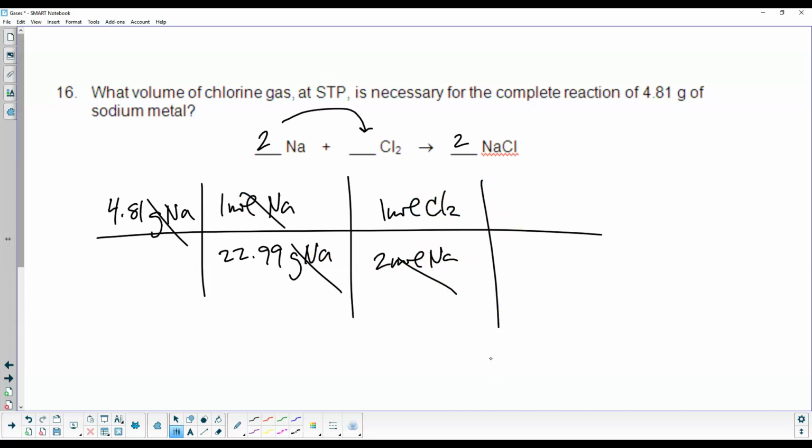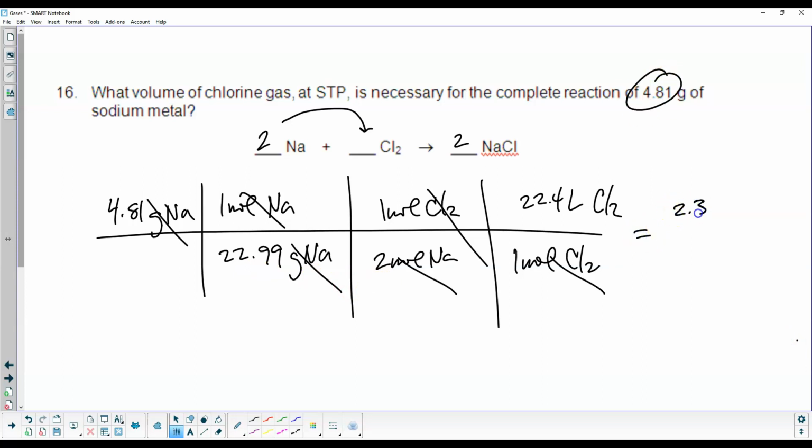I want to know volume at STP. Well, 1 mole of chlorine at STP has a volume of 22.4 liters. Moles cancel. I'm ready to solve. 4.81 times 22.4 divided by 22.99 divided by 2. When I do that, I'm going to have 3 sig figs because of these 3. 2.34 liters of chlorine.